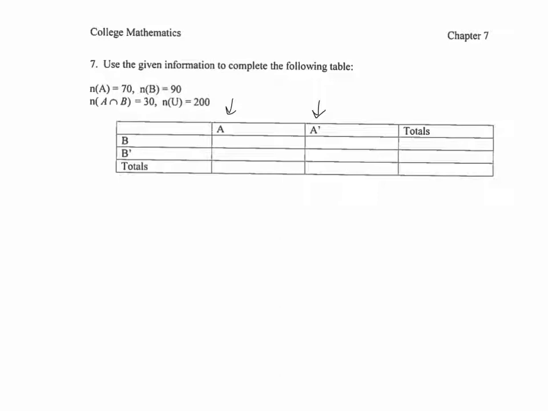So we also have these rows that are going to tell us everything that's in B and everything that is not in B. And then we have a row of totals to total up our columns. Now, let's see if we can figure out where to place all the information. The first thing we're told is that the number that's in A, the total of everything in A, is 70. That's got to go right there for that column, because anything that's in A, if I add it up, it should equal 70.